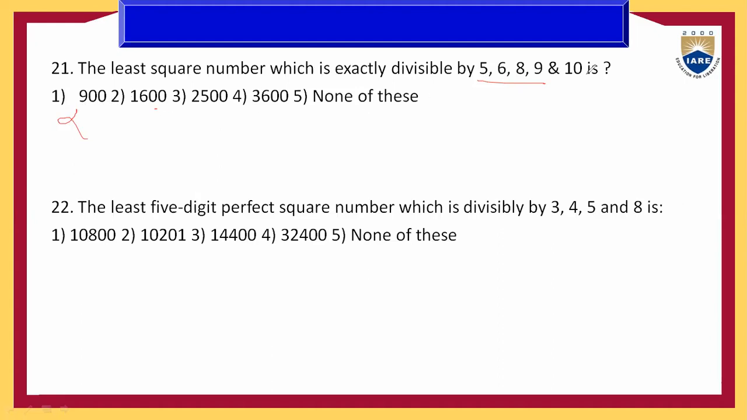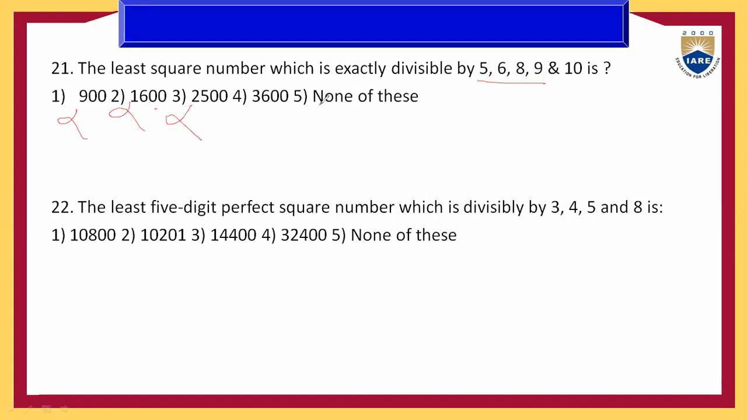1600. Is 1600 divisible by all these numbers? Check it. 5: the last two digits being 0 means it is divisible by 5. 6: 6 2s are 12, carry 4, 40; 6 6s are 36, carry 4, 40 is not divisible by 6. So this is a perfect square but not divisible by all these numbers. Next, 2500. 6 4s are 24, carry 1, 10. 6 1s are 6, carry 4, 40. 6 6s are 36, remainder 4. So this is also not divisible by 6.